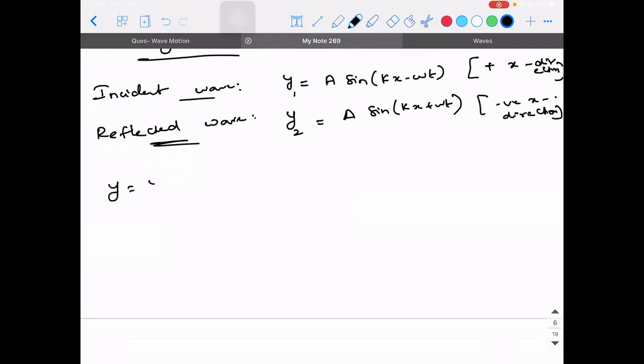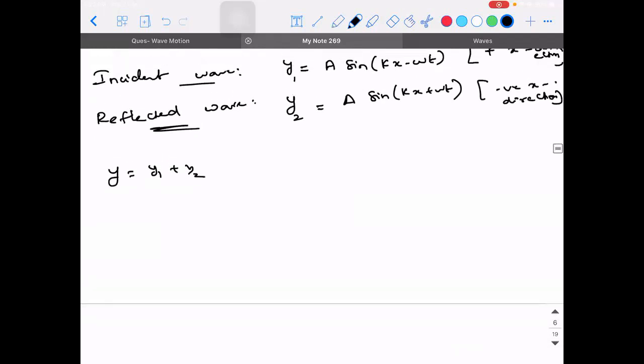Now comes an important question. What will happen if they superpose on each other? y is equal to y1 plus y2. Correct? So that is a into sine of kx minus omega t plus sine of kx plus omega t. Trigonometry, sine x plus sine y is 2 sine of (x plus y) by 2 into cos of (x minus y) by 2. So now what will you get? kx. The omega t will get cancelled. So you get 2a sine kx, correct? And you will have cos of omega t.